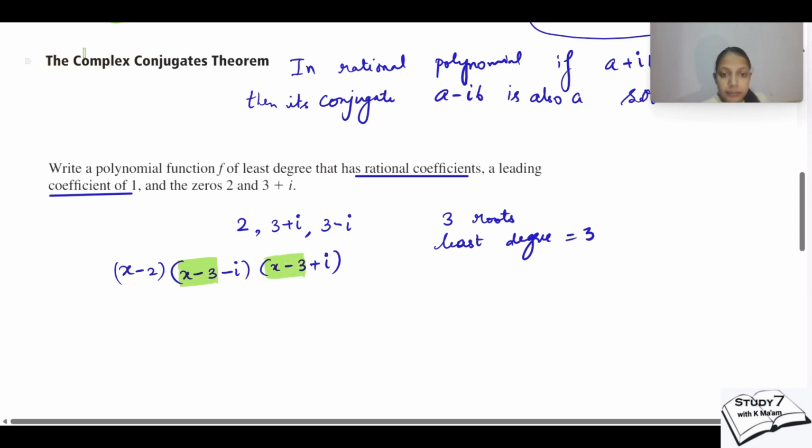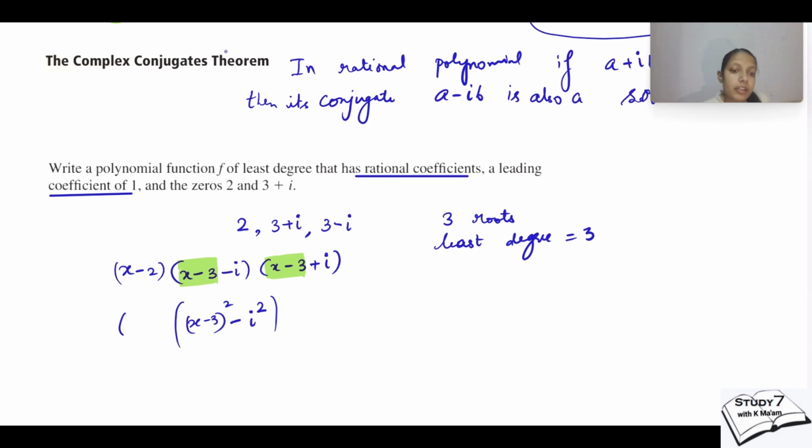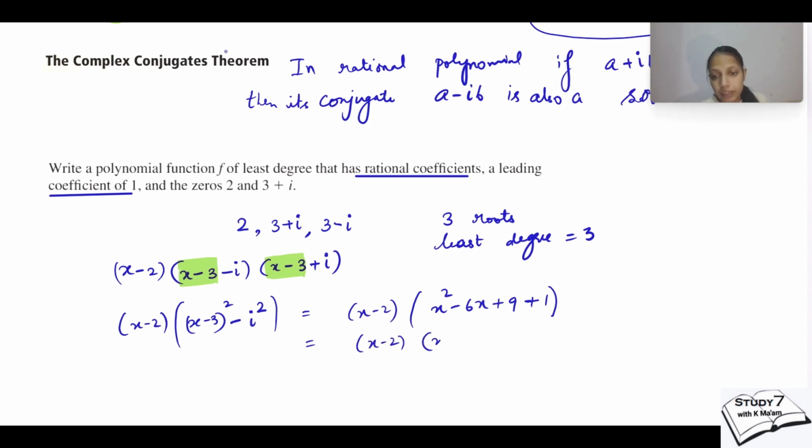If you consider x minus 3 as a single term, it looks like (a minus b)(a plus b). If you multiply, you get a square minus b square. First factor as it is. When you open the brackets, it will be x square minus 6x plus 9. i square is negative 1, and the negative is already there, so plus 1. Then you can calculate it further: x square minus 6x plus 10.